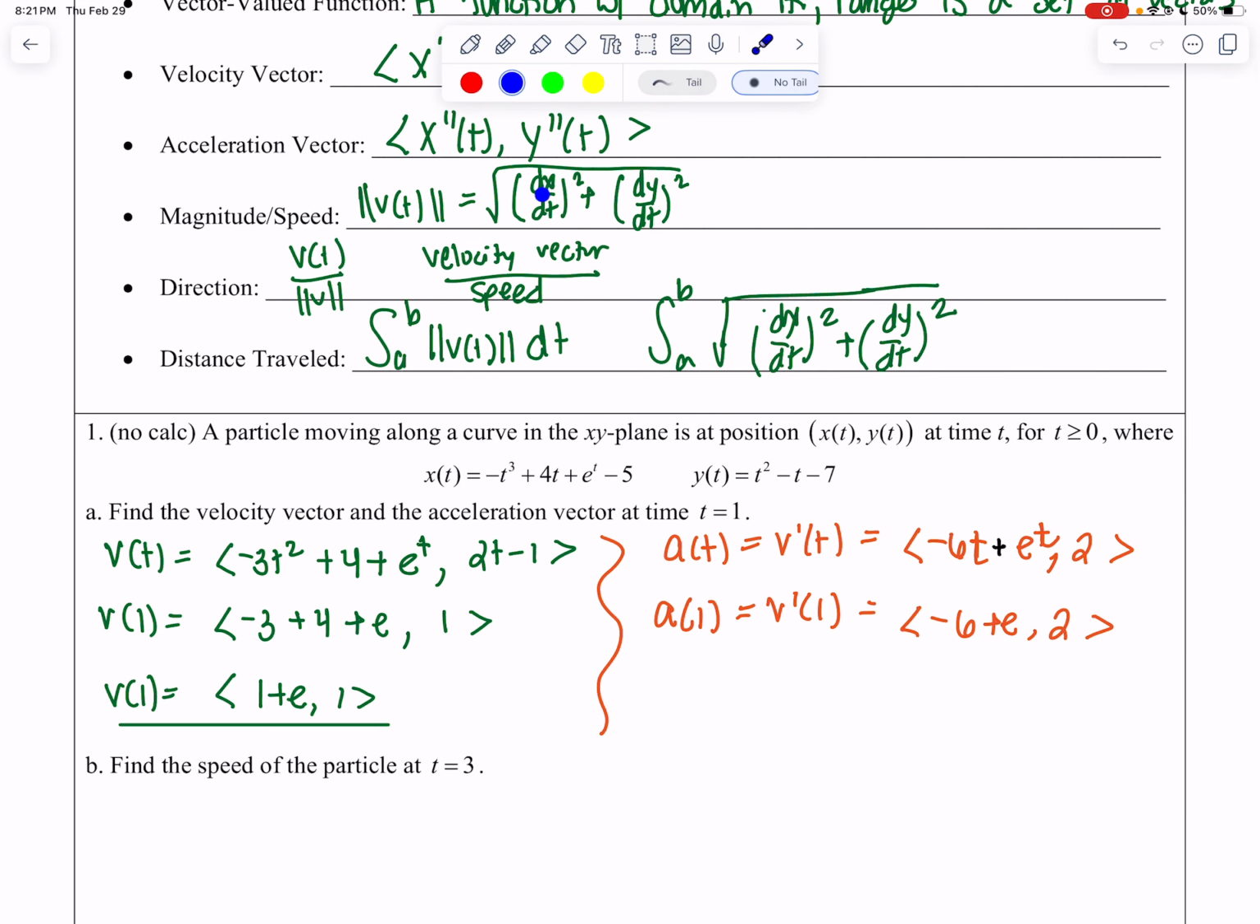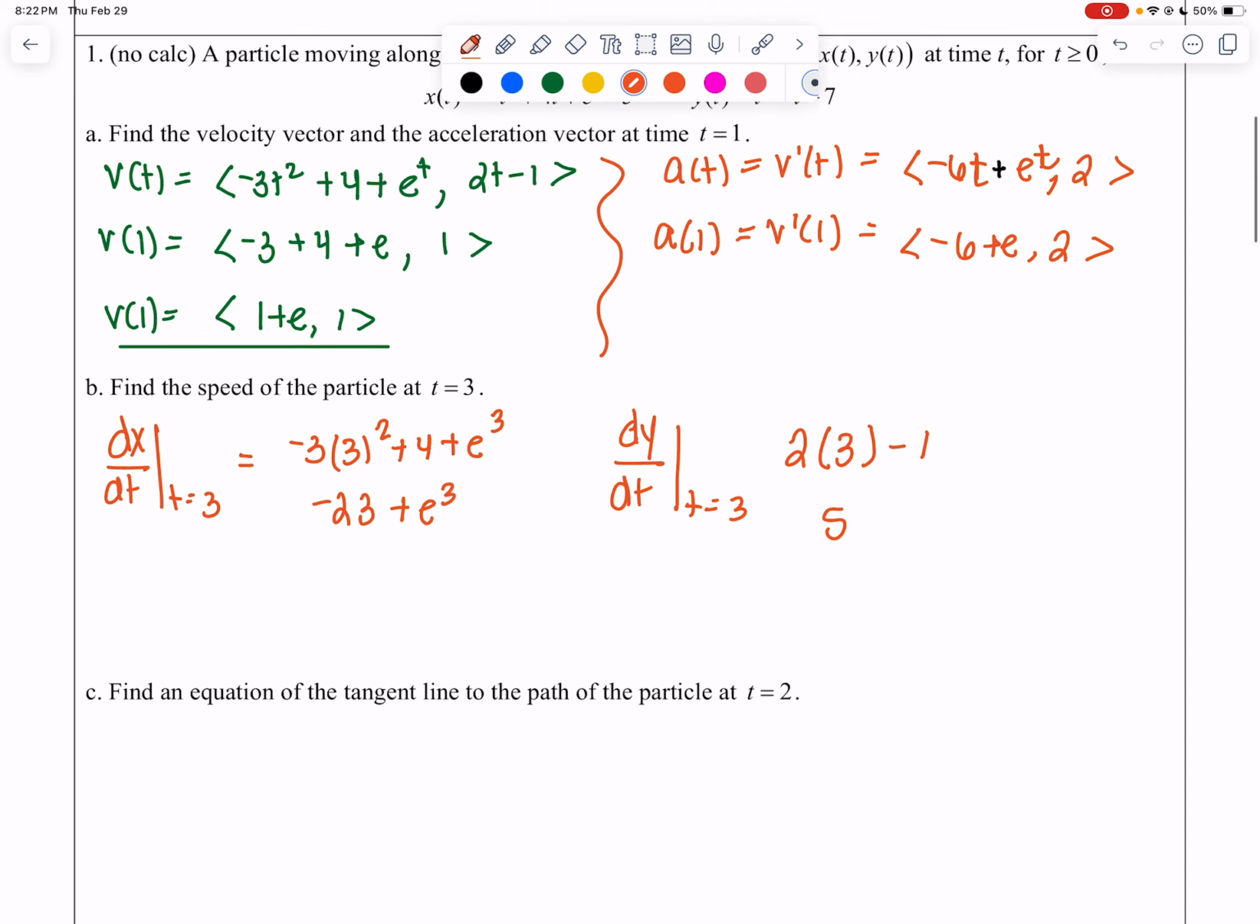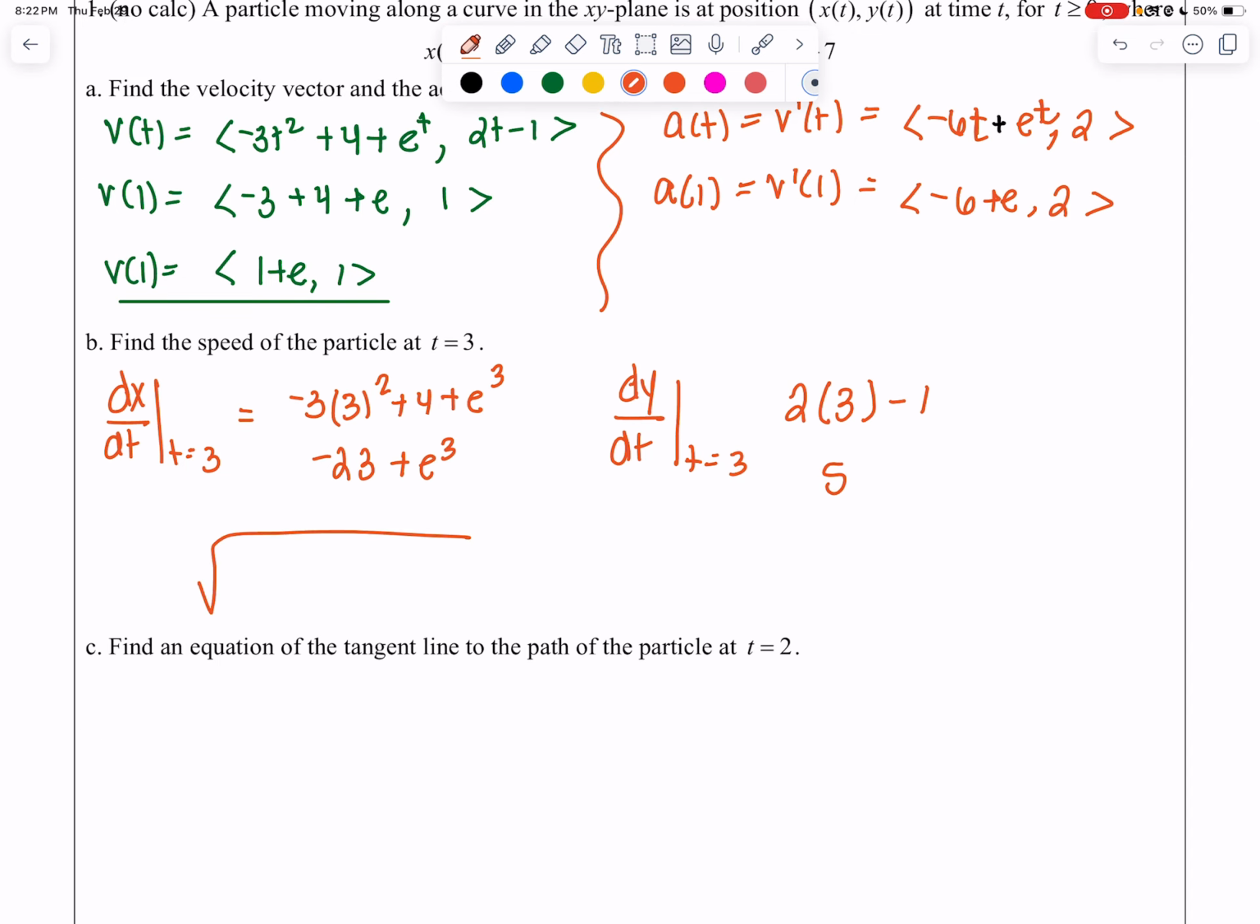Now, my y component at t is equal to 3 is just me saying 2 times 3 minus 1, which is just 5. All right, so now we have negative 23 plus e to the third, squared, plus 5 squared, or 25. Since this is a calculator inactive problem, we're just going to leave it like that and call it a day. If this was a calculator problem, you can plug this in and then see what value you get.